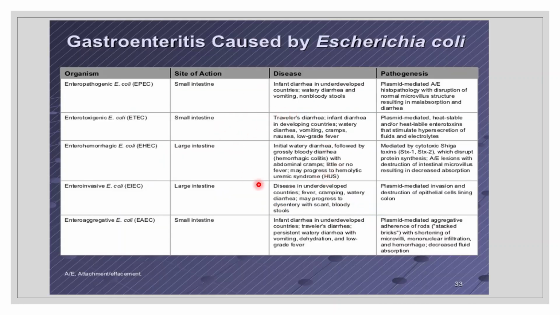This is again a picture which shows the organism, which type of E. coli and where is the site of action. And as you can see, all of them are actually intestines, small intestines and large intestines. And these are the diseases, as I just told you, most of them are diarrheas. And these are the pathogenesis of them. It is not really that important though.